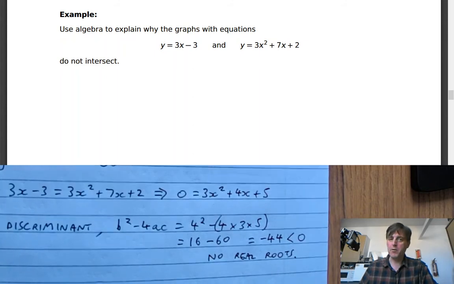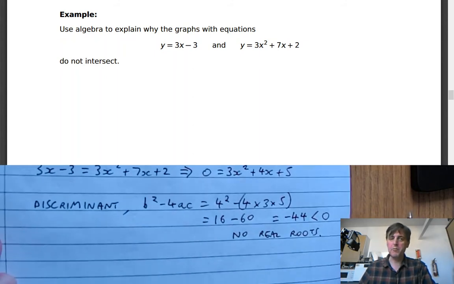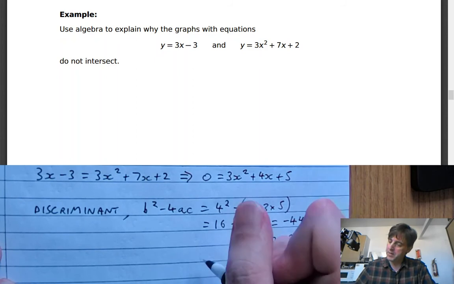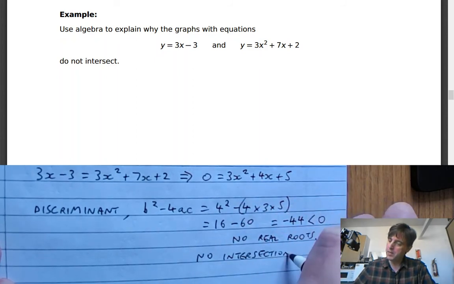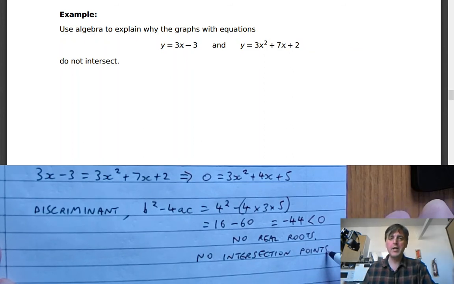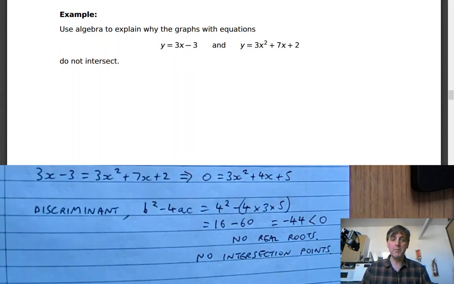Okay, and so therefore our conclusion must be, in terms of the two graphs of these things, there must be no intersection points. Okay, so did you follow the logic of that? Do you understand what we did there and how the discriminant helped us to show something about some graphs there?